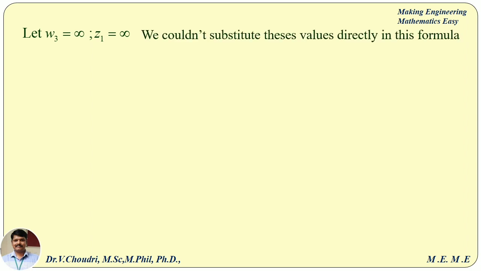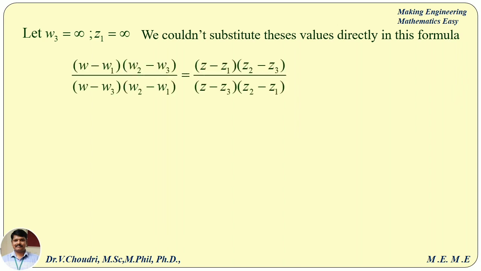We mostly use the above formula to find the bilinear transformation. Sometimes we modify the formula according to the given points. Say w3 equal to infinity and z1 equal to infinity. See these 2 points. We can't substitute these values directly in this formula, because infinity values give an answer only if it is present in the denominator. So let us make w3 and z1 appear in the denominator. From the numerator, w3 is taken outside.